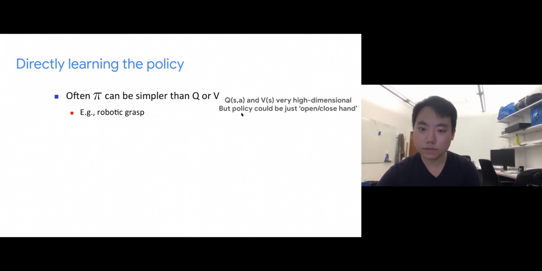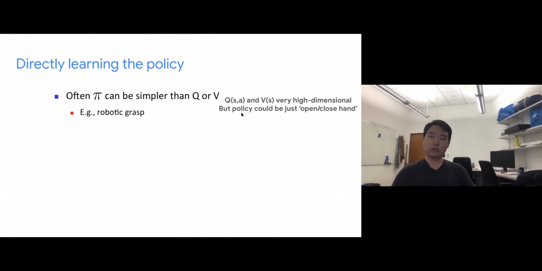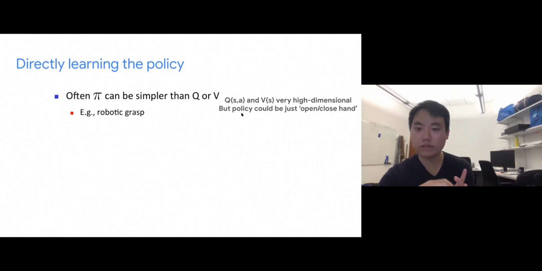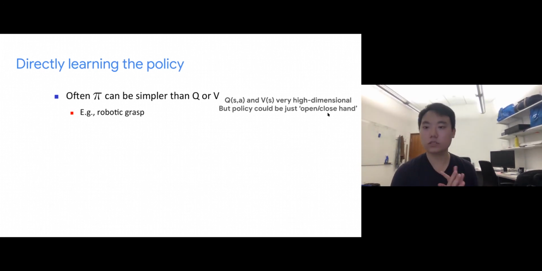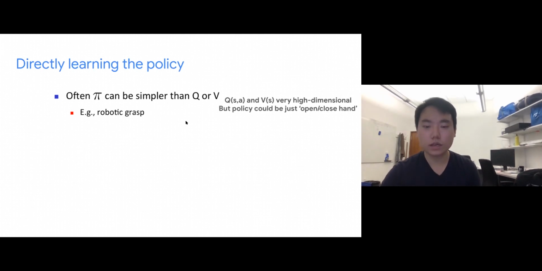But your policy, instead, could abstract across all of these very low dimensional, very fine-grained states, and just define some high-level semantic policies, such as open or close your hand. So you could possibly train a model that just has two output neurons: one, the probability of opening a hand, and two, the probability of closing a hand. So this is an example of your policy being simpler than the Q's and V's across your Markov decision process.